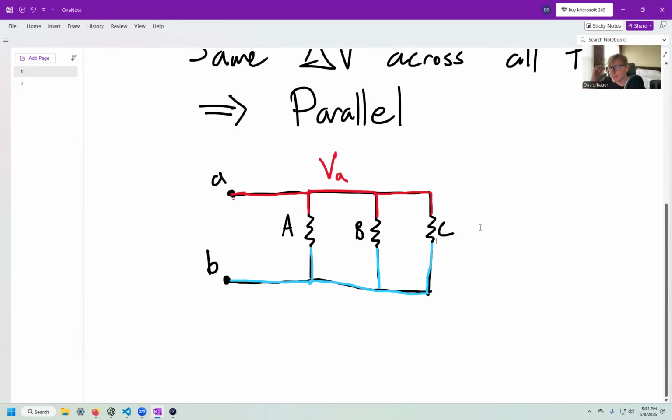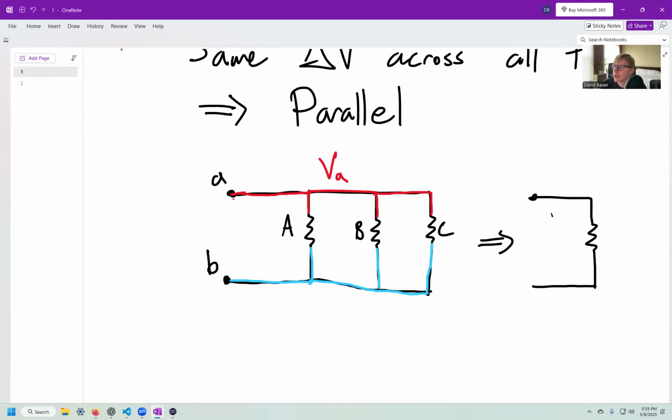Okay, and so I can just combine this into one single equivalent parallel resistor, and then I can use that. I won't bother coloring it this time. I think you can see how that would work. I can use that to figure out what's the current here.